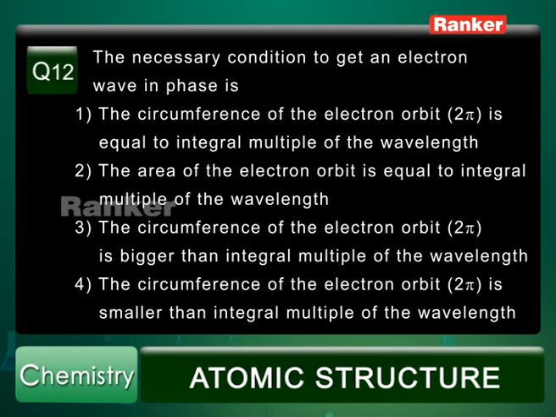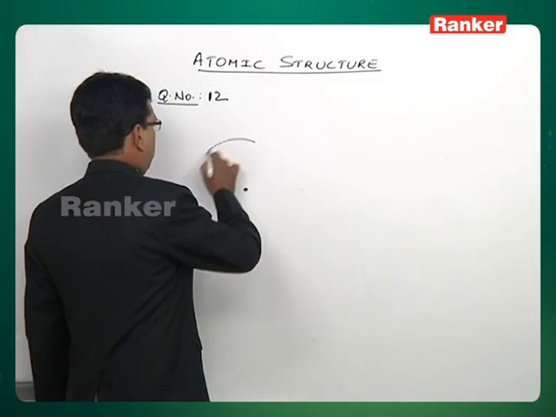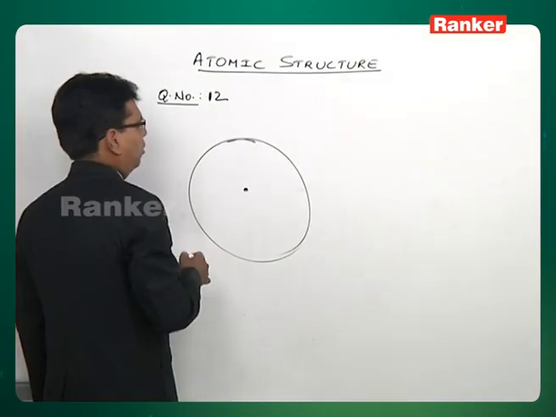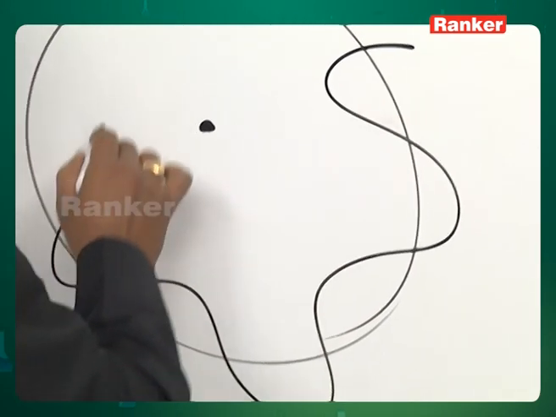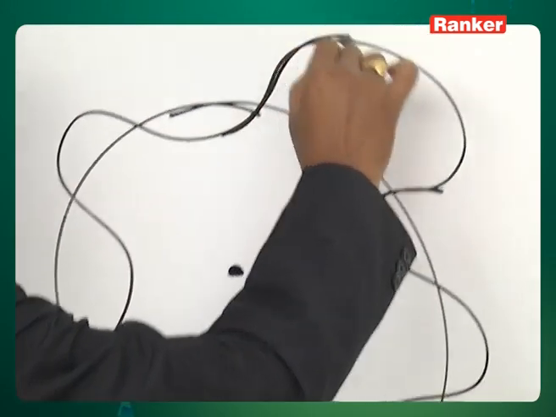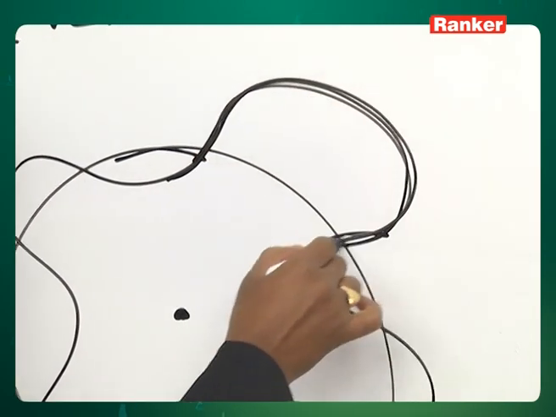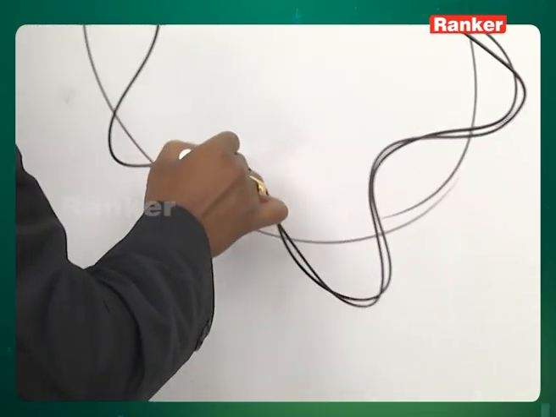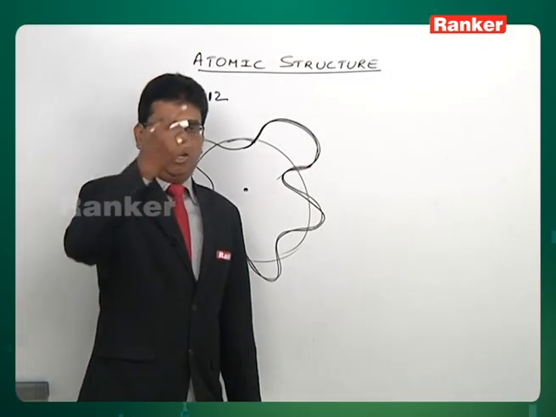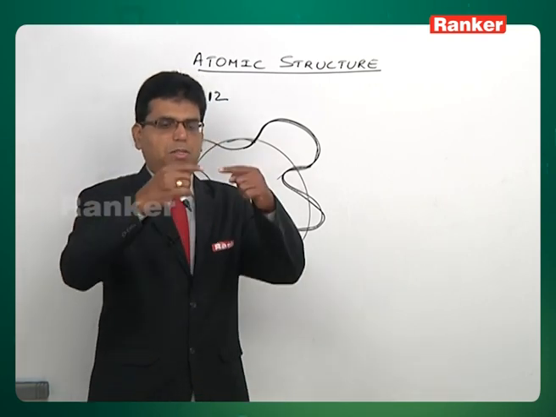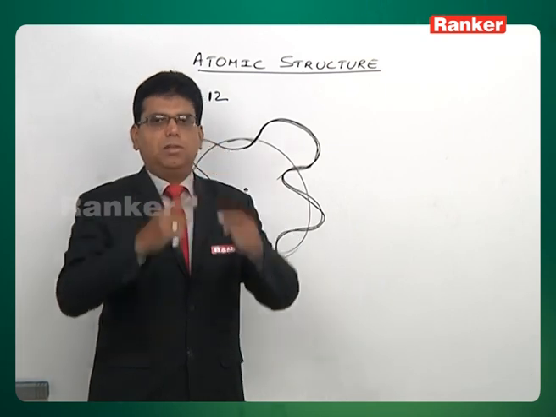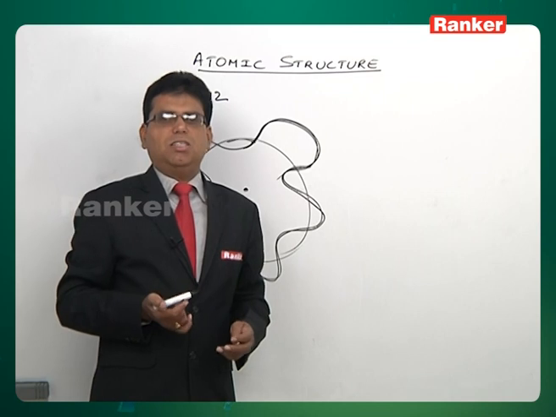In the question number 12, it is asked the necessary condition to get an electron wave in phase. So suppose this is the nucleus and this is the spherical orbital according to Bohr's theory, but according to de Broglie's concept, as electron is having a wave nature, now this is the wave nature. Now for this electron to be in same phase, means after one complete revolution for electron to follow the same path, that is the meaning of the question. For an electron wave to be in phase, when both have to be on same phase, meeting at same point, then what is the necessary condition?